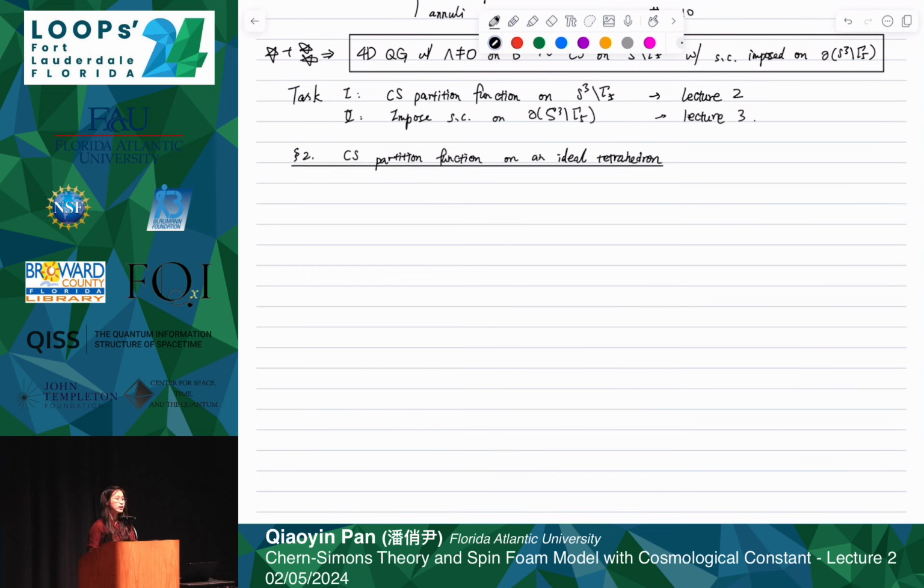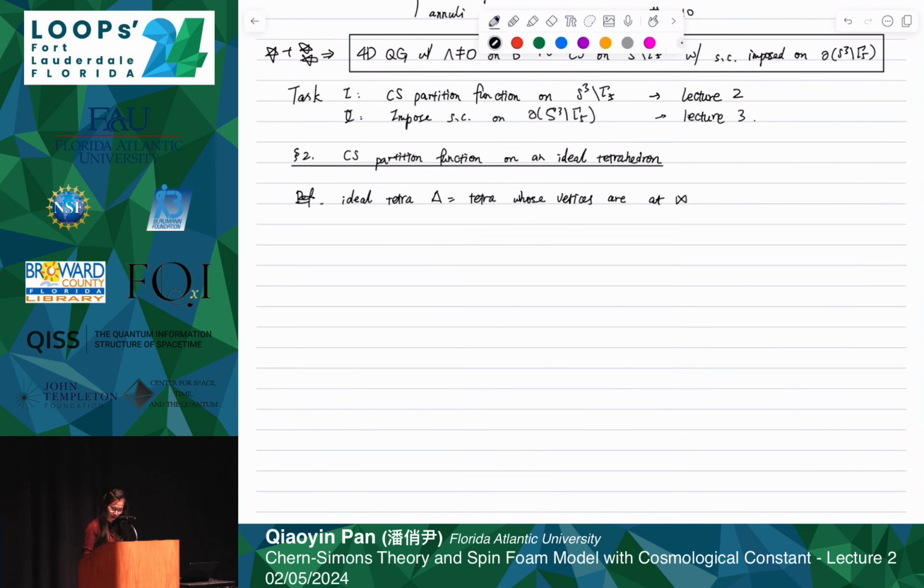And what is the ideal tetrahedron? Let me first give you a definition. An ideal tetrahedron, I will denote it by a triangle, and it's a tetrahedron whose vertices are located at infinity. To represent that, I would represent it by truncating vertices.